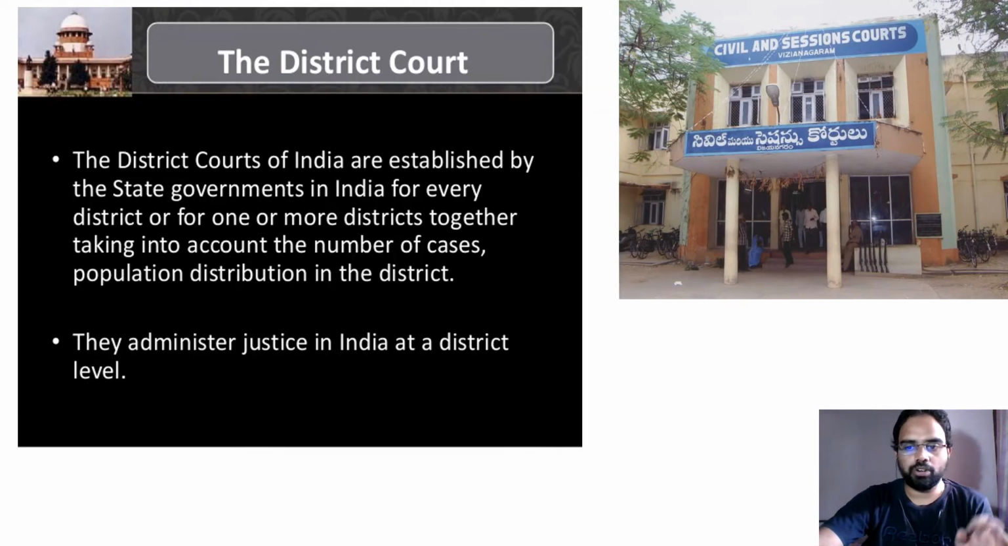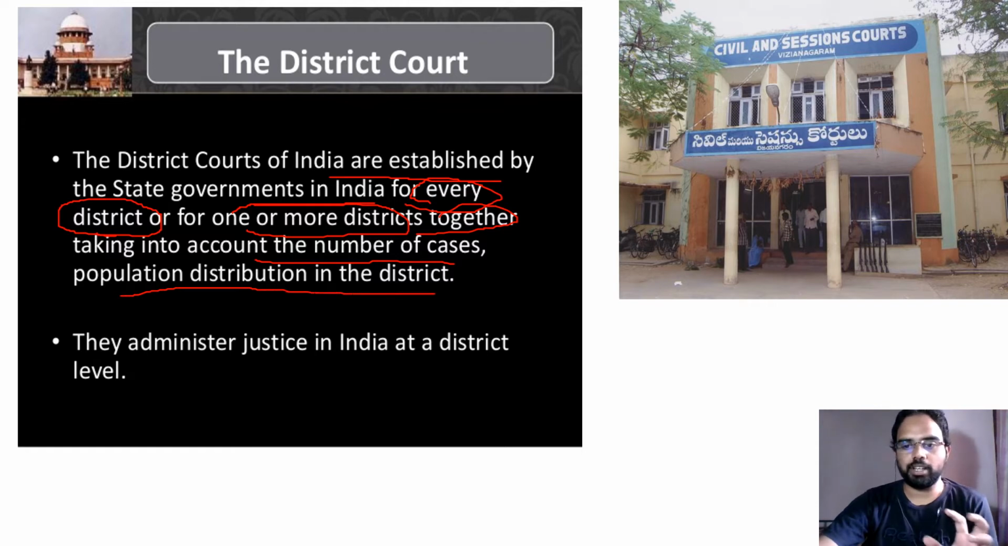In general, if you want to define district courts, they are the courts established by state governments in India for every district. Every district will have a particular district court, or one district court can serve more than one district together. Like high courts, for one or two districts there can be one common district court. Otherwise, every district will have its own district court. It depends on the number of cases and the population distribution of the district.